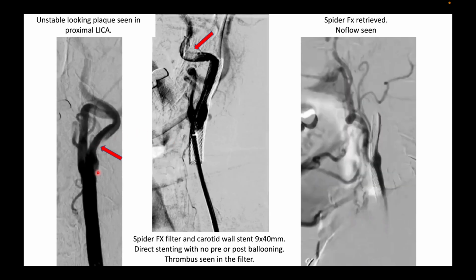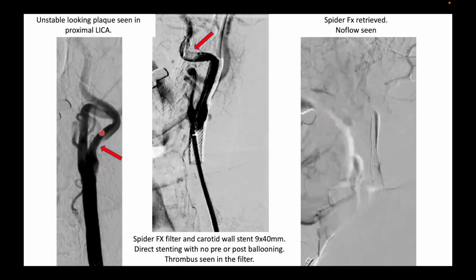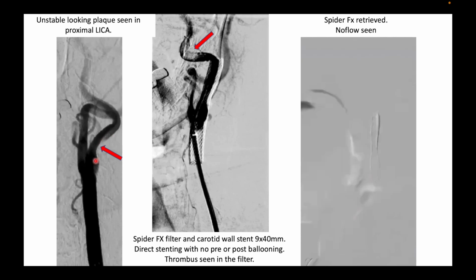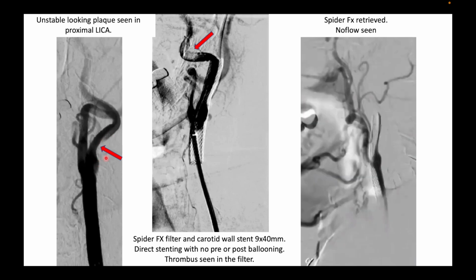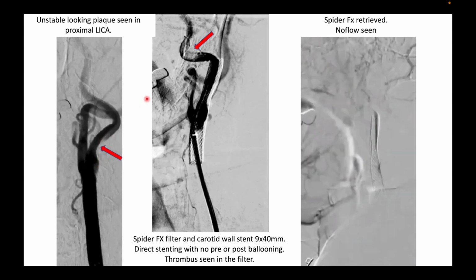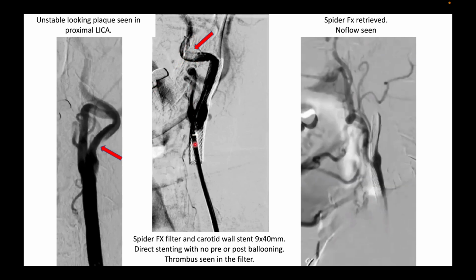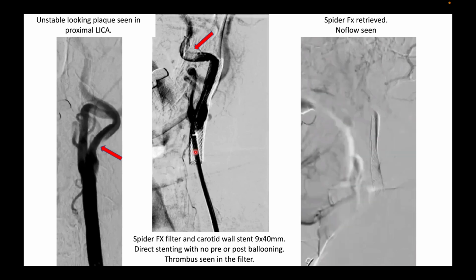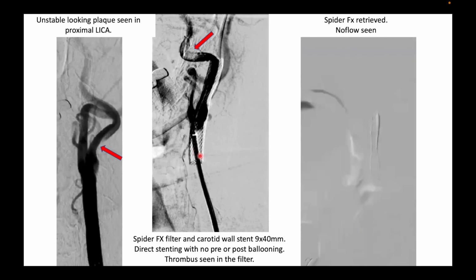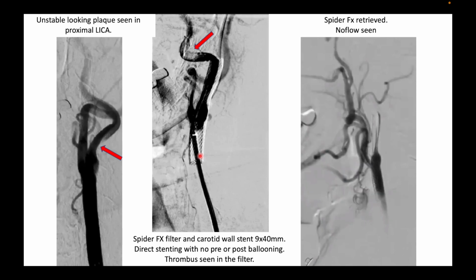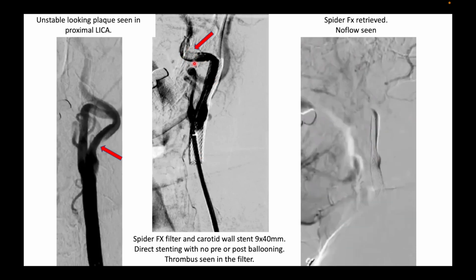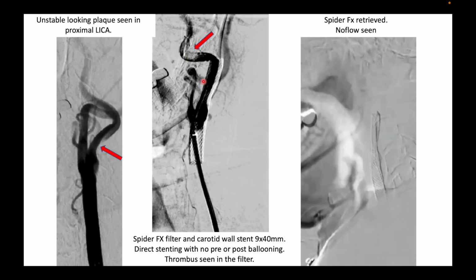Look at this carotid. It had a very unstable looking plaque. This is proximal left internal carotid artery. So we decided not to predilate this. Instead, we placed a Spider FX filter here, and then without predilatation, we deployed a carotid wall stent 9 by 40 and did not post-dilate. But we could see haziness over here. That's the region where the filter is.